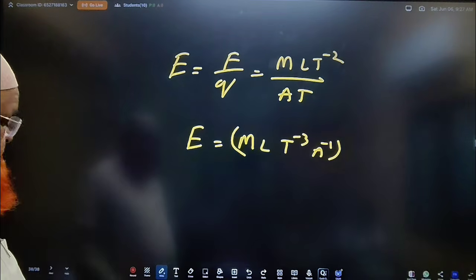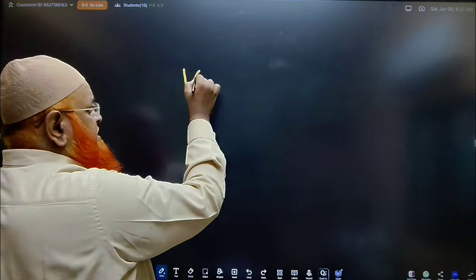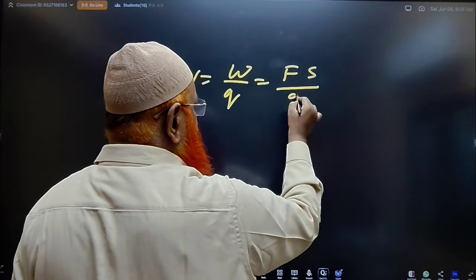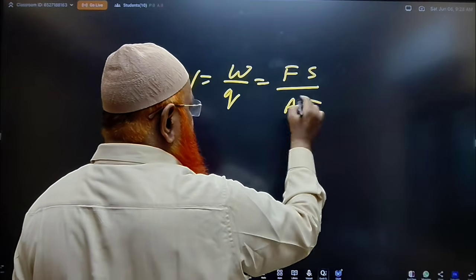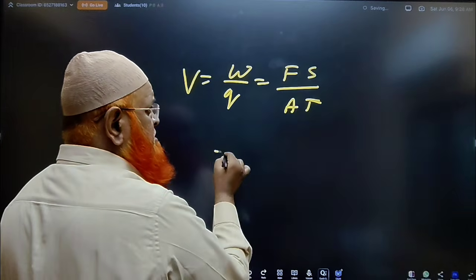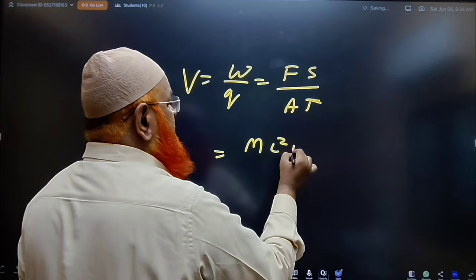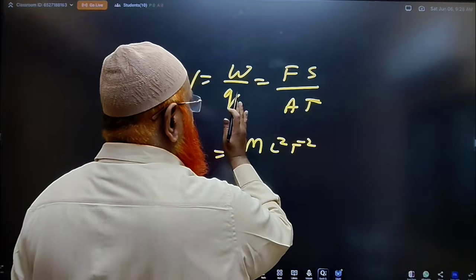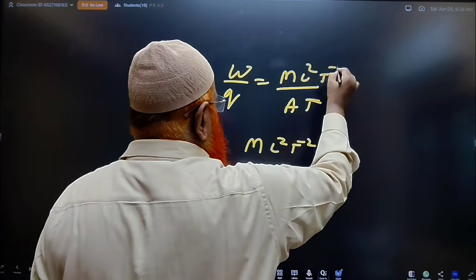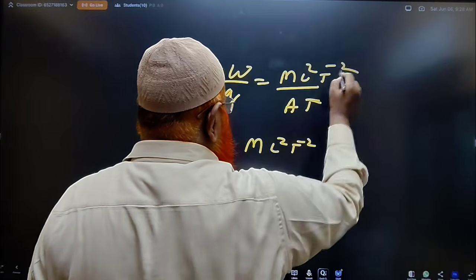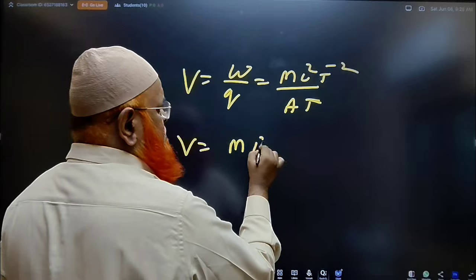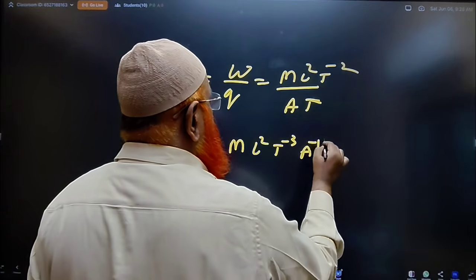Next. Electric potential. Electric potential is nothing but work done on unit charge. Force into displacement by Q. Q is A into T, I into T. I means ampere into time, not area, ampere into time. So work done, direct formula: ML square T power minus 2, divided by A into T. So therefore electric potential is ML square T power minus 3, A power minus 1.